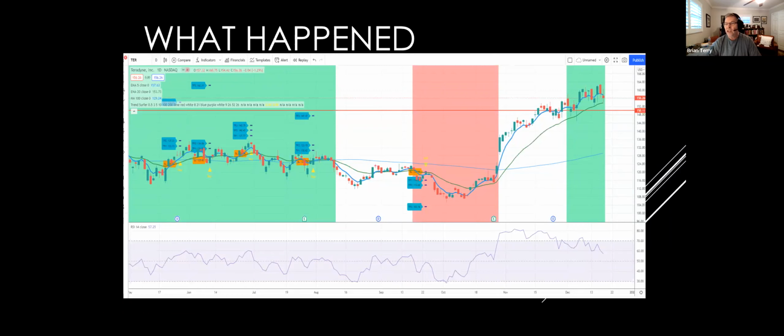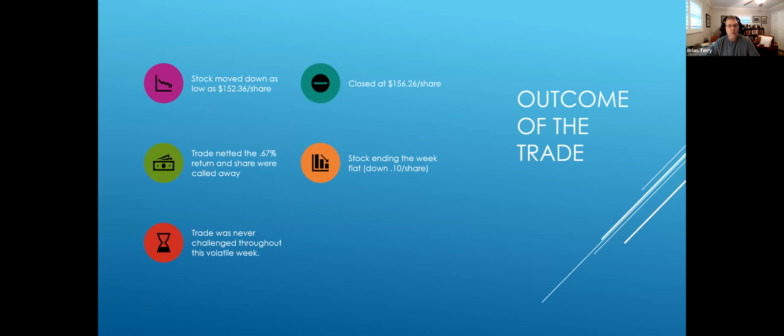I put this trade on one week ago, and it was at this bar right here, and the stock pulled back, but then kind of stabilized. The red line is the 150 level. So you can see it never really got too close to 150, and the trade expired on Friday for a full profit.